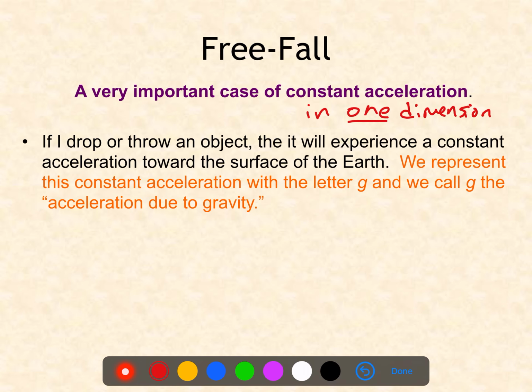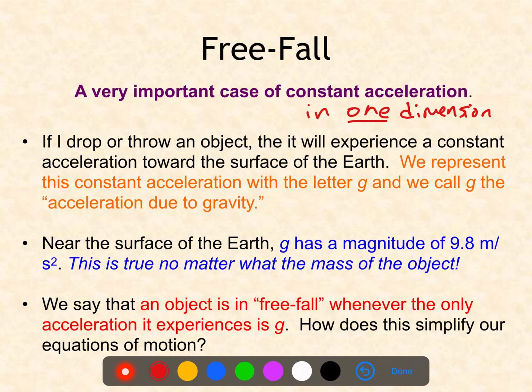However, there's only acceleration in one direction because we are dealing with a case in which the only acceleration on the object is from gravity. Okay? And gravity has a known acceleration rate near the surface of the Earth of 9.8 meters per second squared, no matter what the mass of the object is.